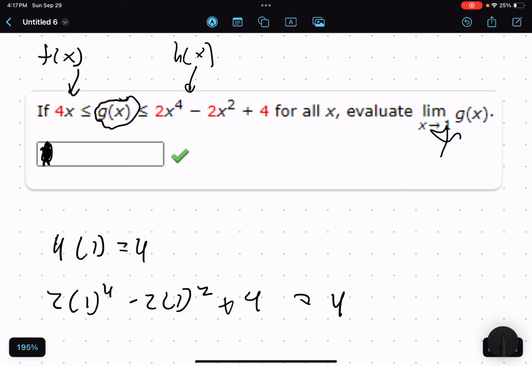And so what you'll notice is that since both of these limits are equal, or both of these functions are equal to 4, then we can safely assume, based on squeeze theorem, that the limit of g of x equals 4.